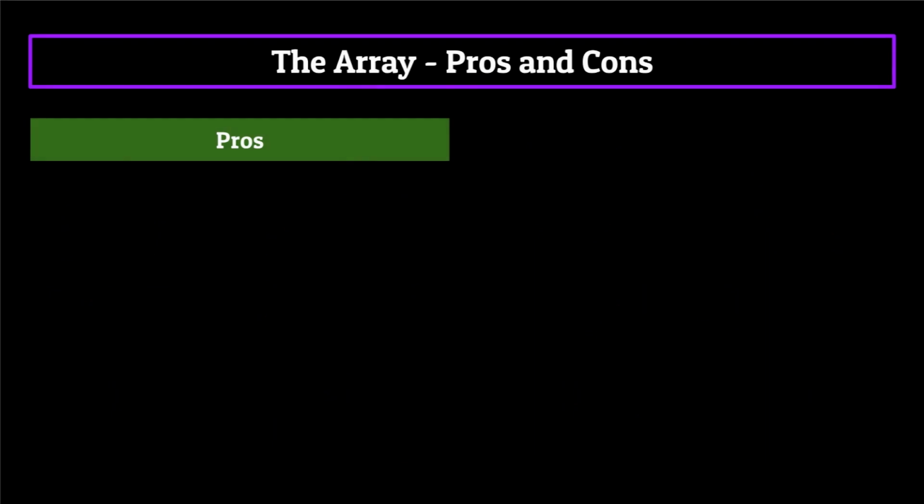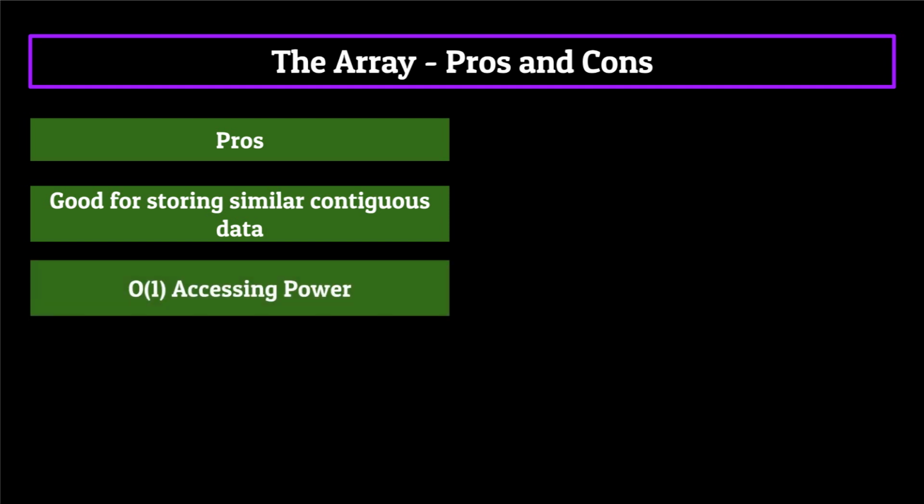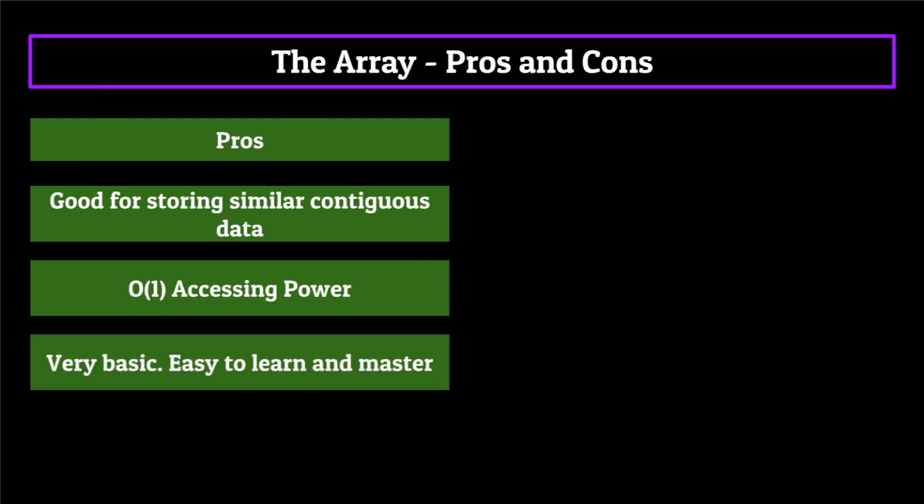Arrays are a really good data structure for storing similar contiguous data. Its ability to access any item in constant time makes it extremely useful for programs in which you would like to be able to have instant access to the information contained within your data structure. It's also a lot more basic than some of the other data structures that we'll end up talking about, making it both easy to learn and reducing the complexity of your code.